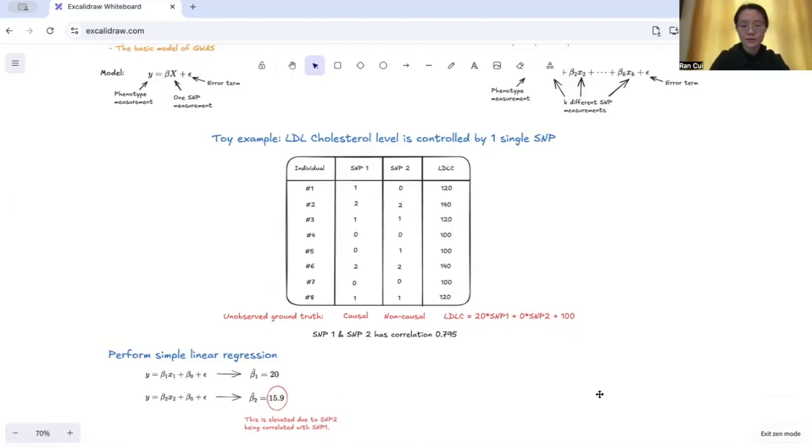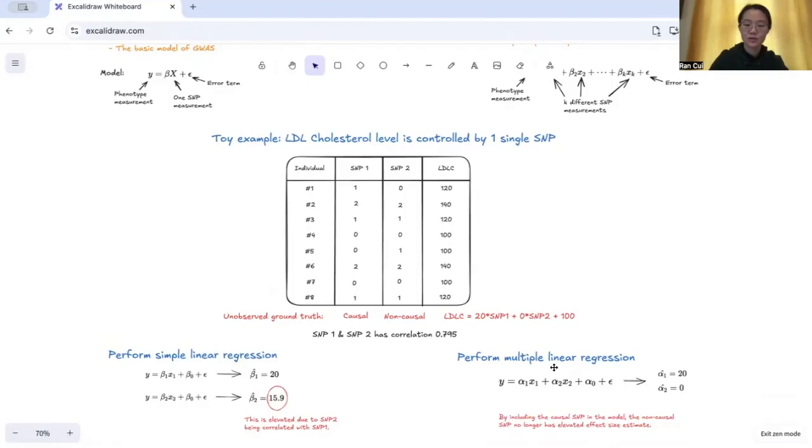So let's see what happens if we perform multiple linear regression. If we do that, then we can see that the model puts both SNP1 and SNP2 into consideration. And now the estimated effect size is 20 for SNP1 and 0 for SNP2, which is exactly the ground truth. So we've recovered the ground truth accurately with multiple linear regression. And this is because by including the causal SNP in the model, the non-causal SNP no longer has an elevated effect size estimate, because it doesn't have to explain any signal.